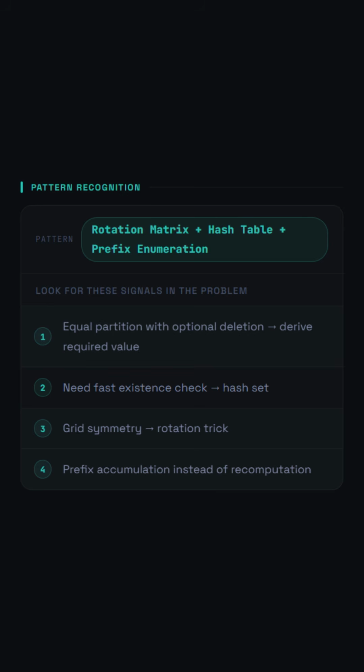Pattern to recognize: rotation of matrix, hash set for existence check, prefix accumulation over grid. Signals in problems like this: equal partition with optional deletion means derive a required value. Need fast lookup means use a hash set. Grid symmetry suggests rotation. Repeated sum calculation suggests prefix accumulation.